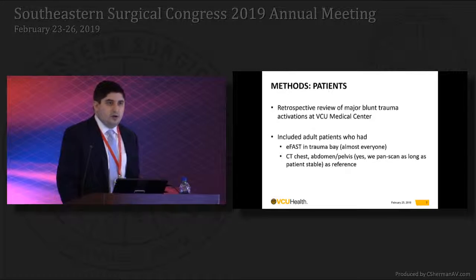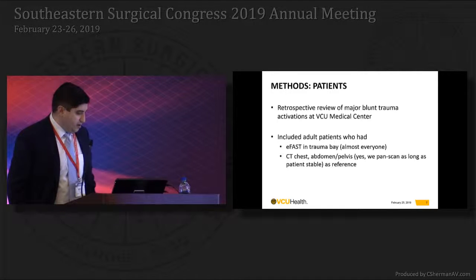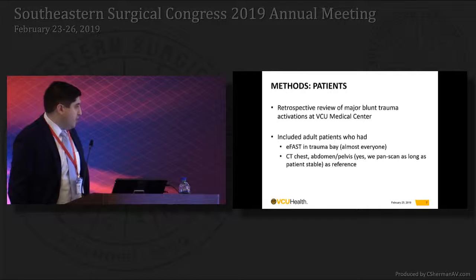It's important to note that we did manual chart review on all of this. Not only did we need to collect our EFAST and CT results, but we also needed to collect things such as demographics of the patients, injury mechanism, as well as vital signs.